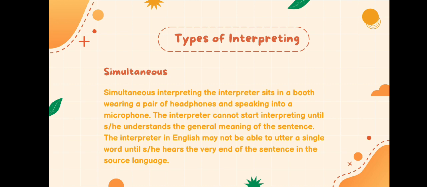Next is simultaneous. Simultaneous interpreting is when the interpreter sits in a booth wearing a pair of headphones and speaking into a microphone. The interpreter cannot start interpreting until she or he understands the general meaning of the sentence. The interpreter in English might not be able to utter a single word until she or he hears the verb of the sentence in the source language. A key skill of the simultaneous interpreter is decisiveness.